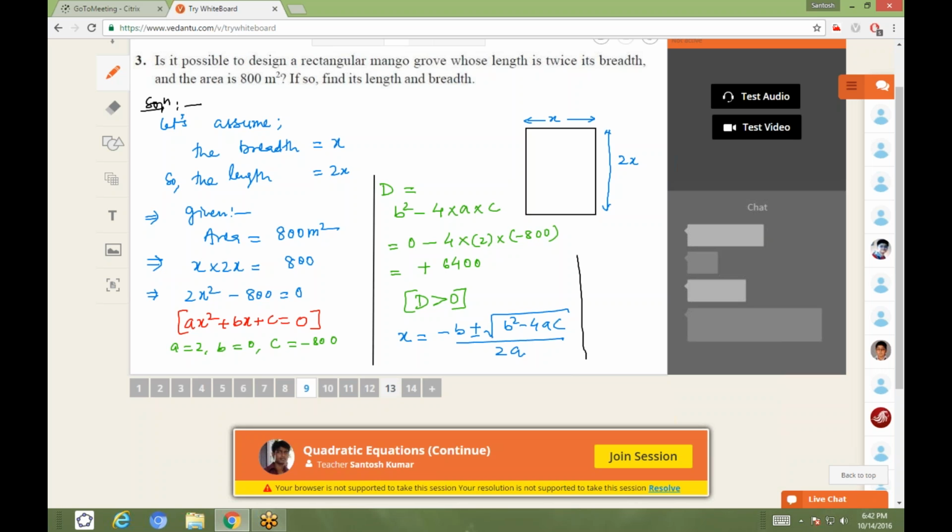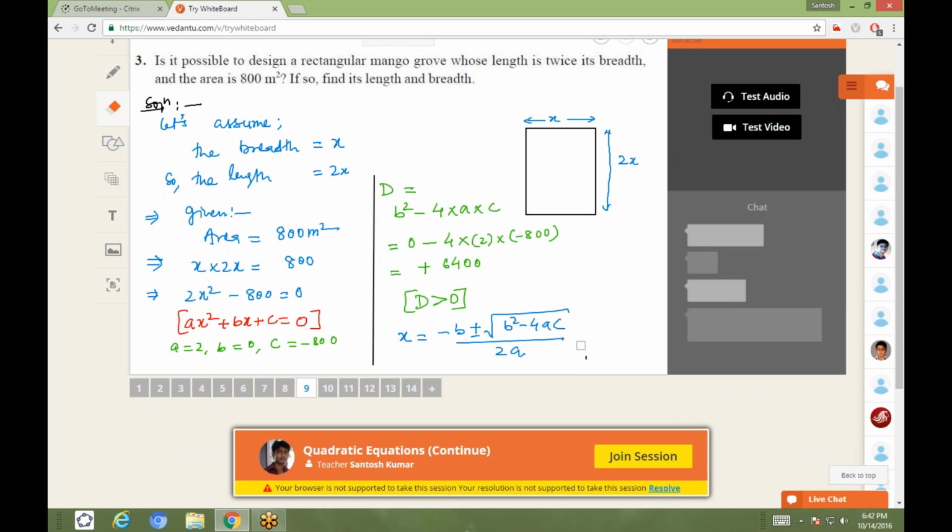I think Chirag has got it. X is equal to 20 meters. Length will be 40 meters and breadth will be 20 meters. Correct. Chirag, you are also correct. Very good.